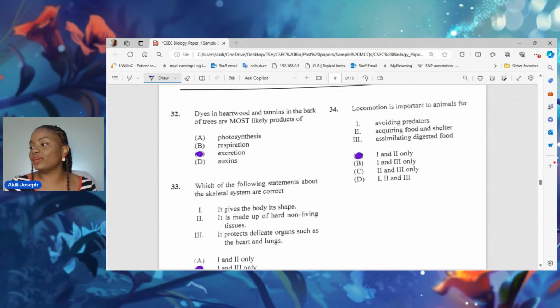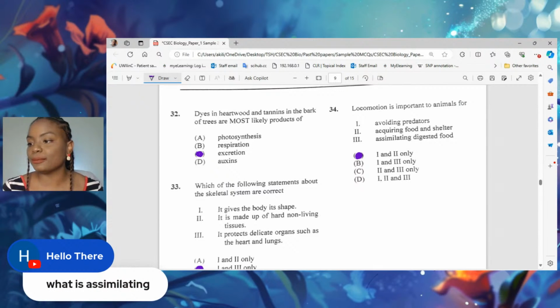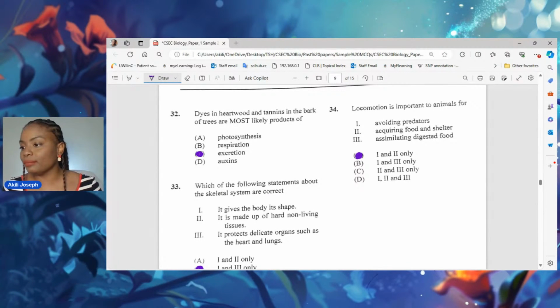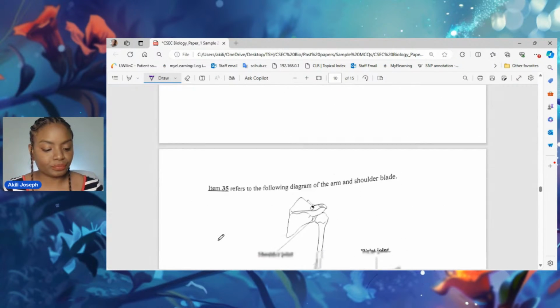Assimilating is when your body is making use of the substances that it digested. So using glucose for respiration, or using amino acids to make protein, or using your fatty acids to make cell membranes or for storage, etc. How the body uses it is assimilating, right?